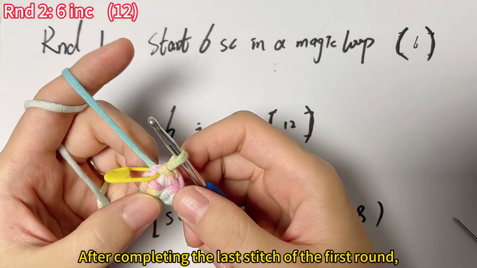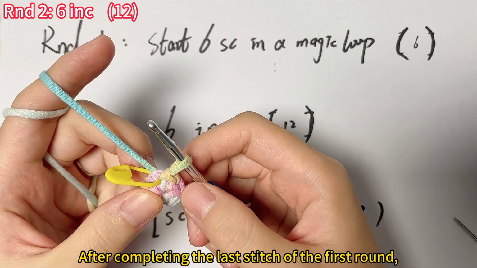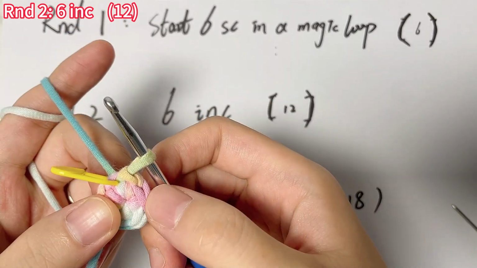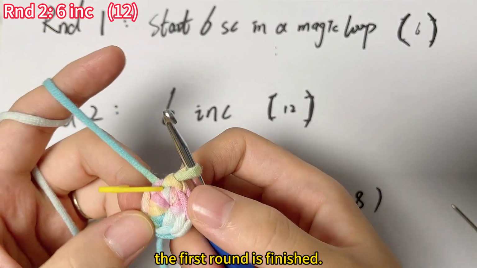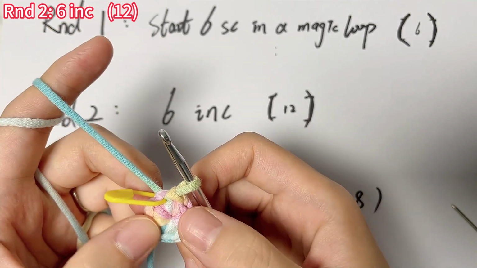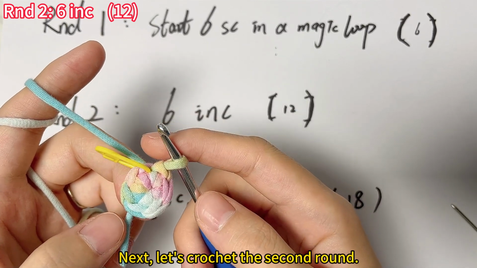After completing the last stitch of the first round and pulling the first stitch together, the first round is finished. Next, let's crochet the second round.